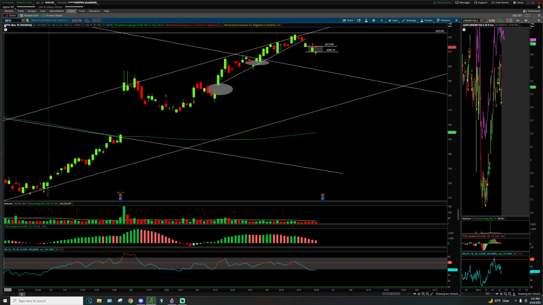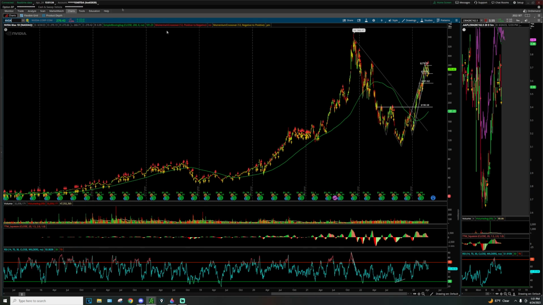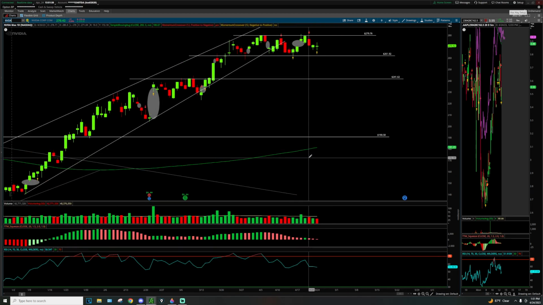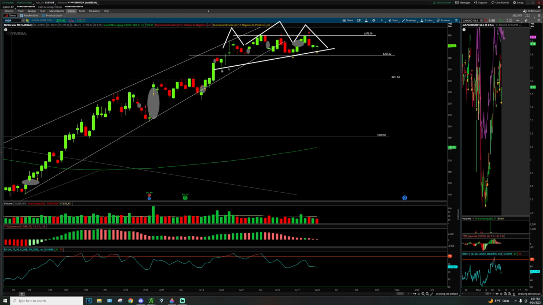Now let's go over Nvidia. Nvidia is another stock that we are bearish on. It is inside of this beautiful bearish double top here. Nice double top formation. We can also say head and shoulders, and then the neckline support is right here.